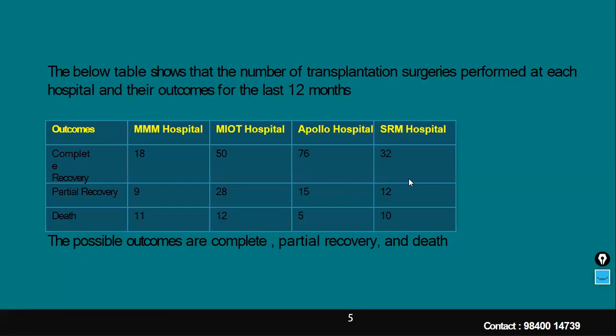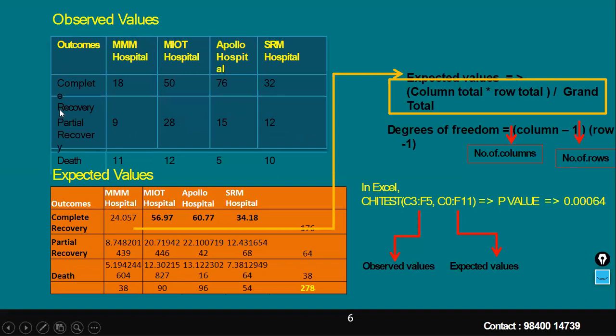Let's take this case study. It's a very interesting one. Let's say you have two categorical variables. One is the hospital, the other is the outcomes. Within the hospital, you have different categories: the Triple M Hospital, My Heart Hospital, Apollo Hospital, SRM Hospital. All of these fall under hospital. This is one factor. The other factor is the outcomes. In this case, both of them are categorical variables. Here we are not going to use the mean and so on.